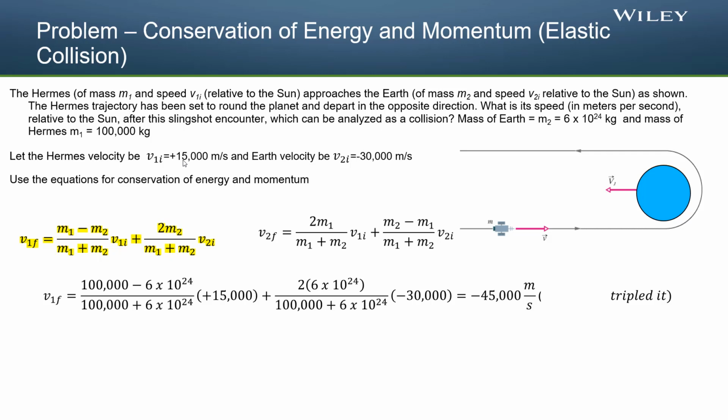So the Hermes spacecraft went from 15,000 meters per second as it approached Earth to 45,000 meters per second as it slingshot around Earth. So the movie The Martian has that correct, that this trajectory is set appropriately. You could get a gravity assist as it slingshots around Earth.